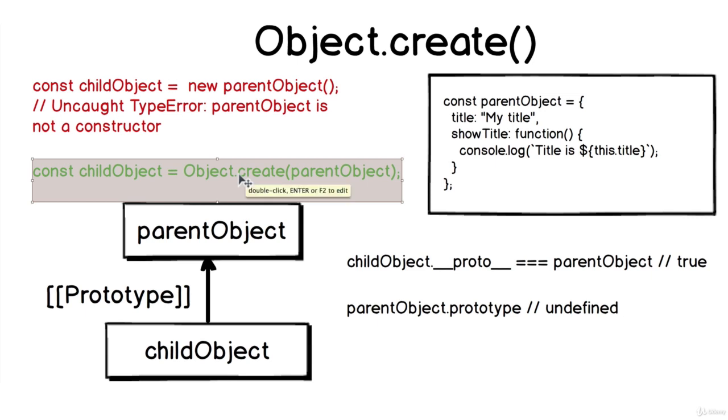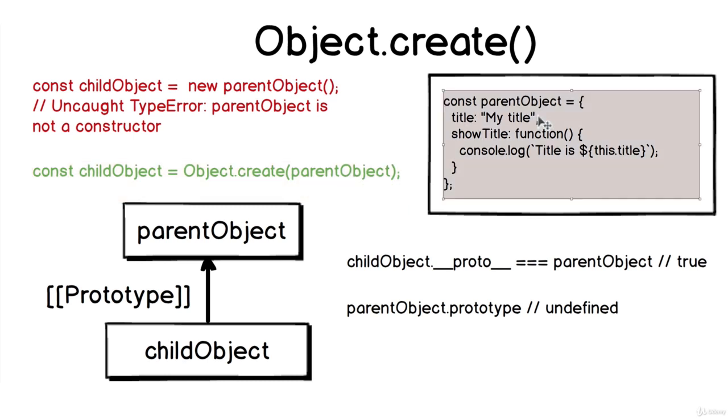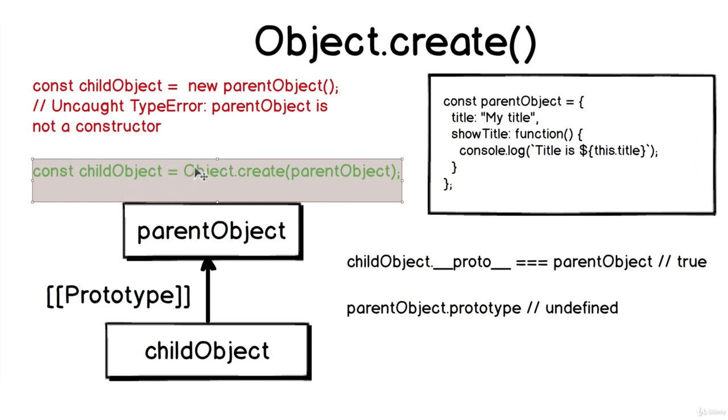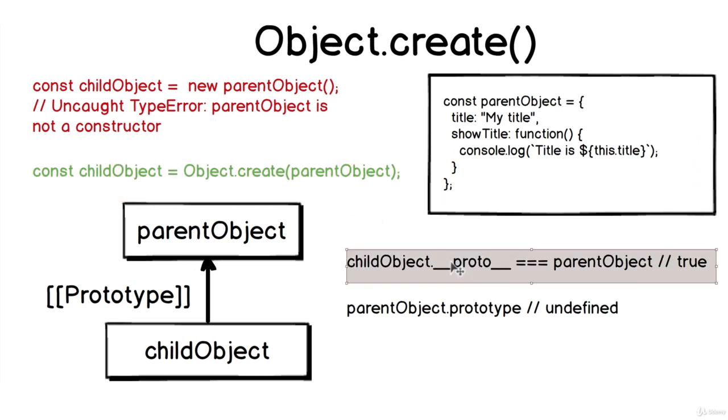So in this example, I create a new variable, childObject, and it will be equal to the result of a function call. Here we call Object.create and pass a single argument to it, that is parentObject, this one. As a result of this operation, this new child object will be created, and automatically its __proto__ will be set to parentObject. But please note that it is not the prototype of the parent object, it is directly the parent object itself.